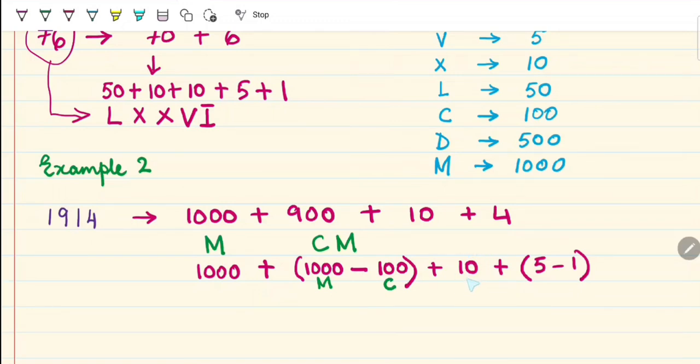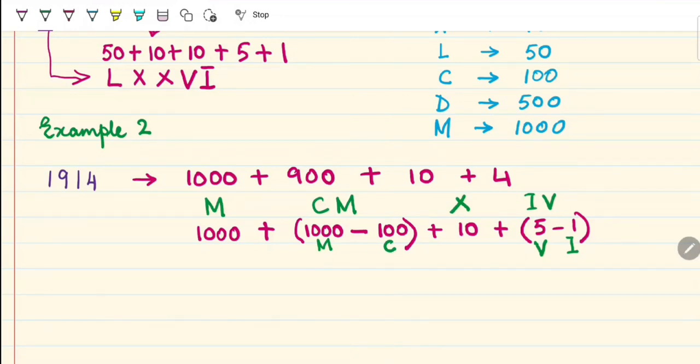Then the next number is a 10. 10 is represented by X. So I'm going to write an X here. And then we have 5 minus 1. Again, there's subtraction involved. So 5 is represented by a V and 1 is represented by an I. But because this is subtraction, the I has to go before the V. So we are going to write it as IV to indicate the number 4. All right. So we have replaced all these values by their corresponding Roman numerals. Just put them together and we have the number M, C, M, X, I, V.